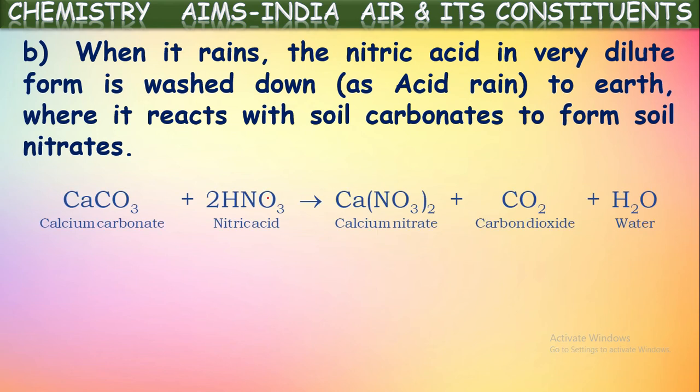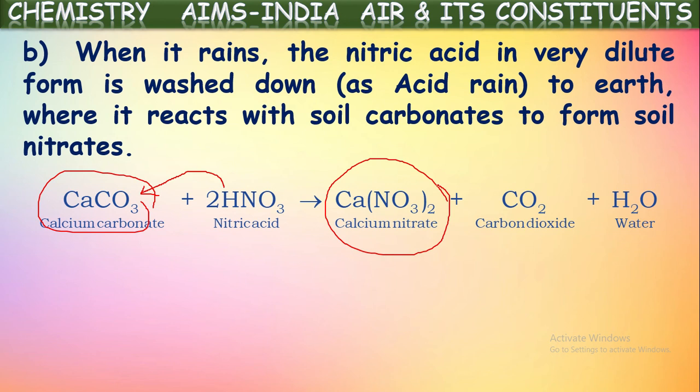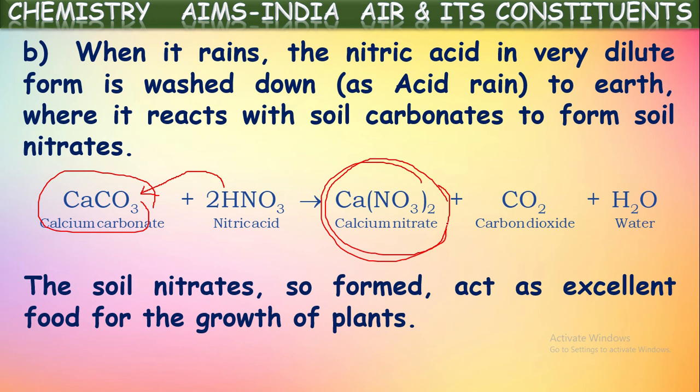So that nitric acid reaching the earth reacts with the soil carbonates present in the soil, suppose calcium carbonate. So these two will react and form calcium nitrate. Of course, carbon dioxide and water vapor will also be formed, but here nitrates of metals are formed. These soil nitrates so formed act as excellent food for the growth of plants. So these metallic nitrates can be taken by the plants for the preparation of proteins in them. So in this way, atmospheric nitrogen, free nitrogen, is converted into useful nitrates by nature.